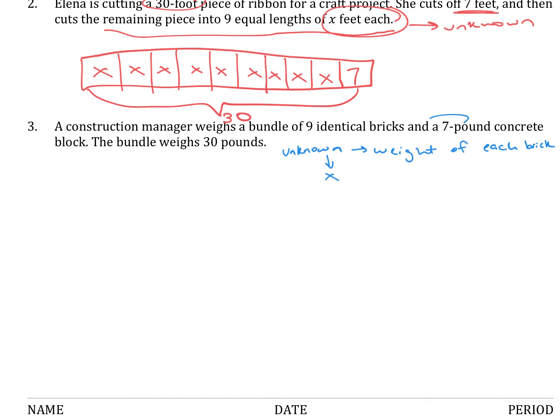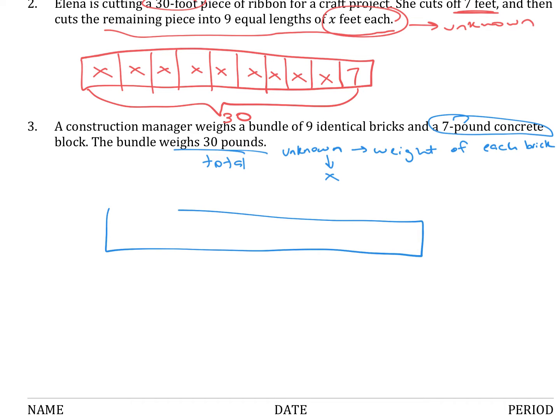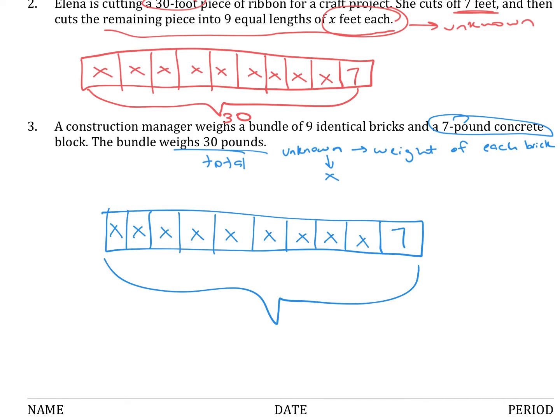I do know I have a 7-pound concrete block, which is separate from the bricks. And I know that the total weight is 30 pounds, so that's my total. So if I draw my tape diagram, I'm going to mark off the 7 for the concrete block, and then I need 9 more boxes to represent the bricks. So each of those are X. And then again, that is going to be equal to 30.